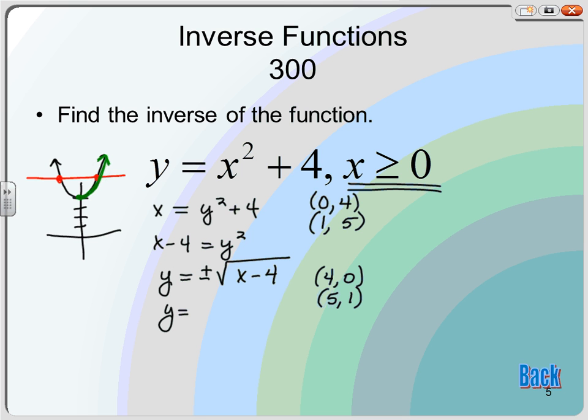That means y is equal to the positive square root of x minus 4. Now, I wouldn't leave it as y. That wasn't what your original was, y, right? But we don't have y in the end. We have y inverse. So I write it as y inverse.